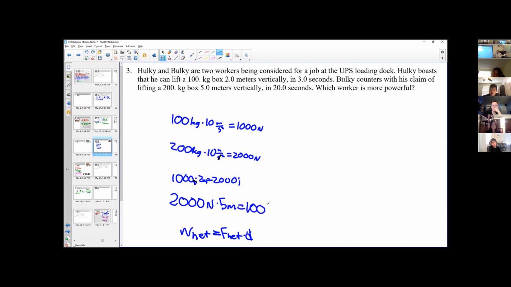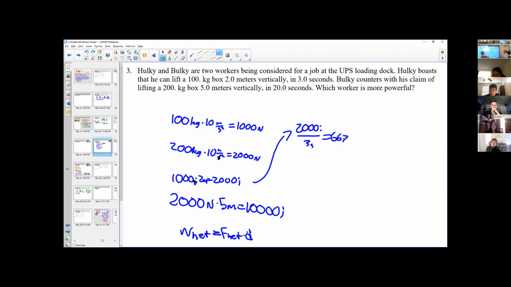So Bulky's using 10,000 joules, and Hulky's using 2,000. And then to find the amount of watts, we would divide that by the time. So for Hulky, it'll be 2,000 joules over 3 seconds. That equals about 667 watts.